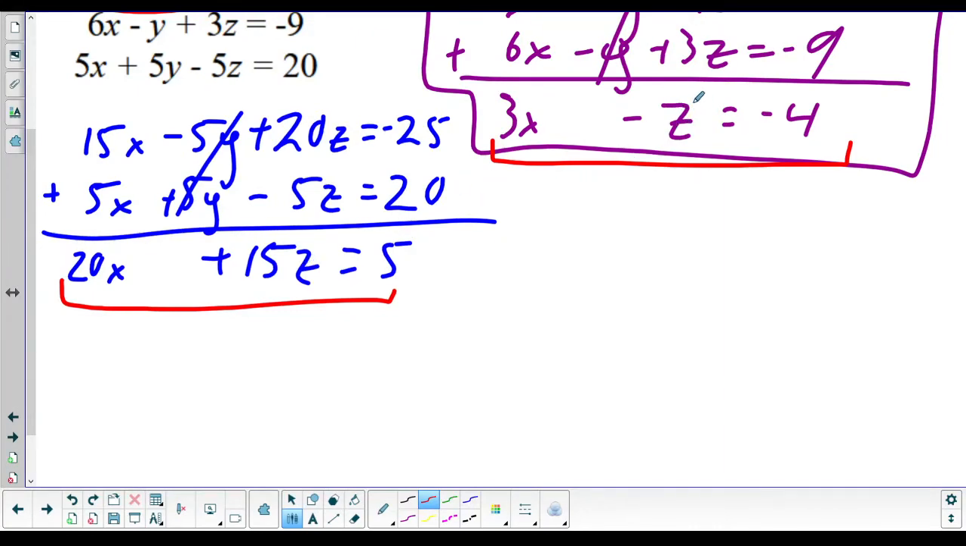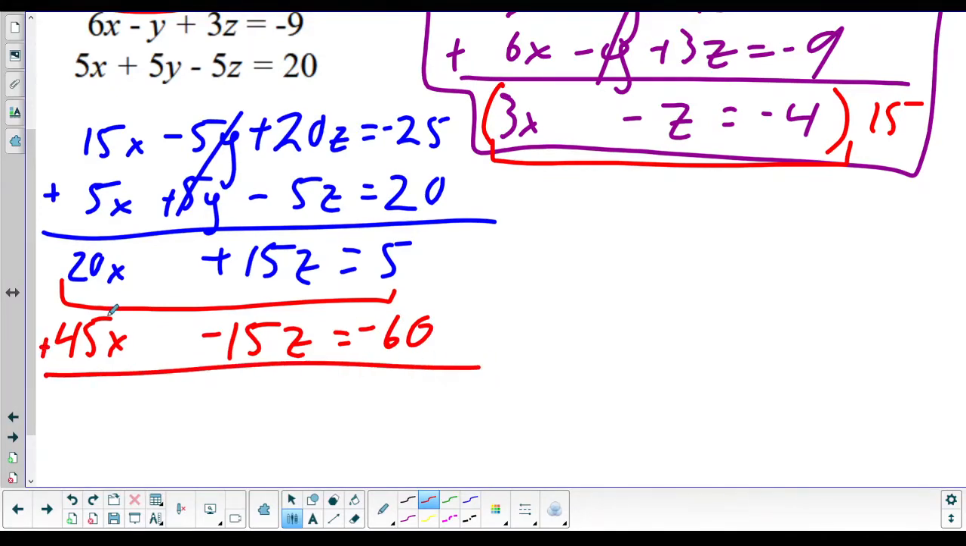So it's much easier for me to get z to be 15 than 3 to be 20. So we're going to multiply this equation by 15, and we're going to add it to this. So 15 times 3 is 45x. 15 times -1 is -15z equals -4 times 15 is -60. Now we add these. This is 65x. The z's cancel equals, this is -5, because -25 plus 20 is -5. So this is -65.